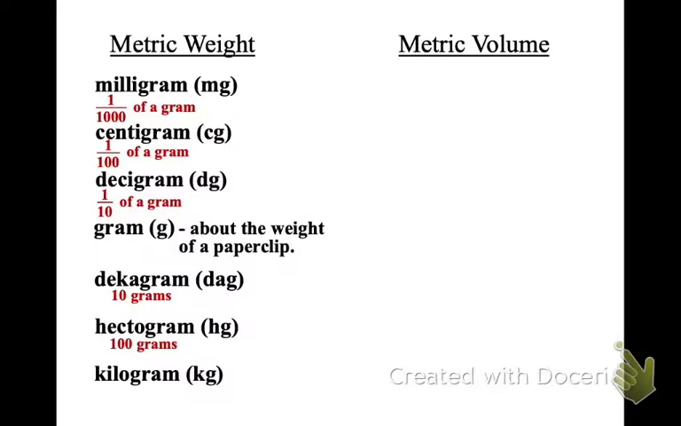Notice that before it was an M when we were doing distance, but now because it's grams, the G, right? So it's the same music. Same.